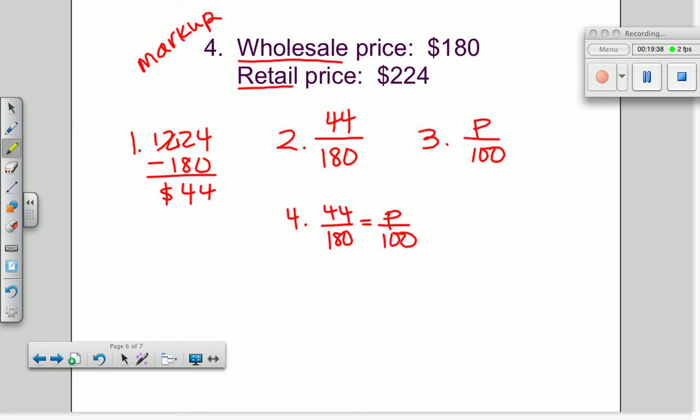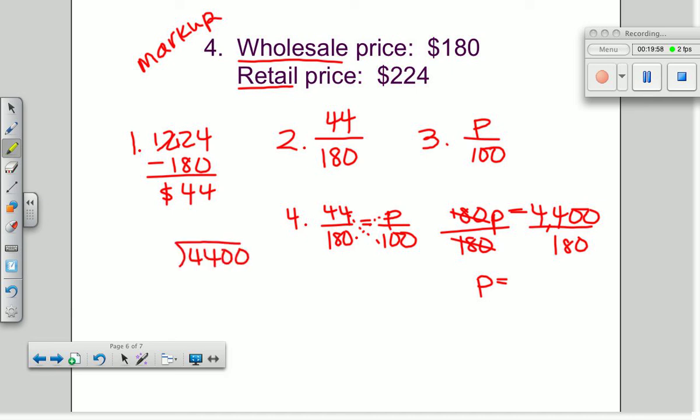Cross multiply, 180P is equal to 4,400. Divide both sides by 180. 4,400 divided by 180. 180 goes into 440 two times, that's 360. 14 minus 6 is 8. Bring down the 0, 800. 180 goes into 800 four times, that's 720.